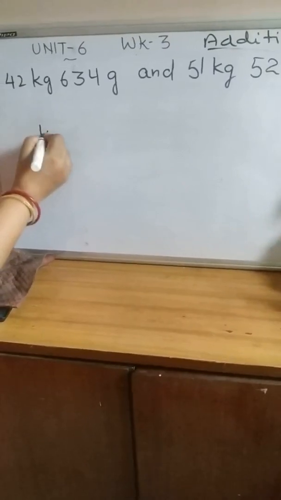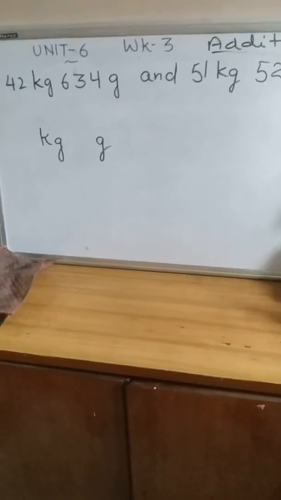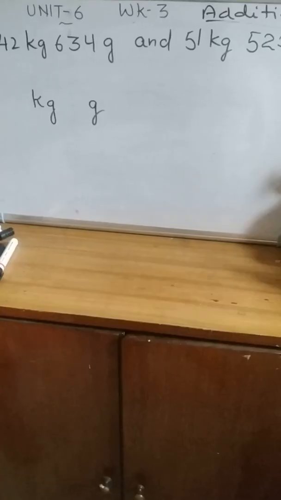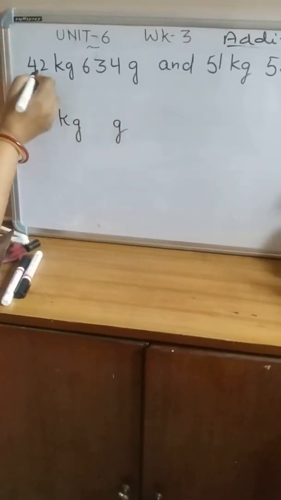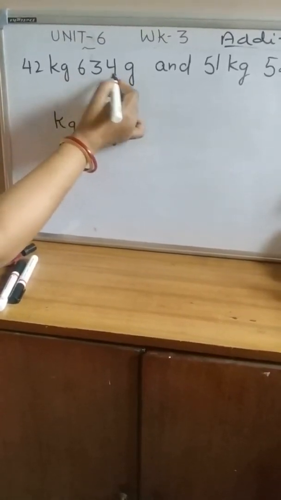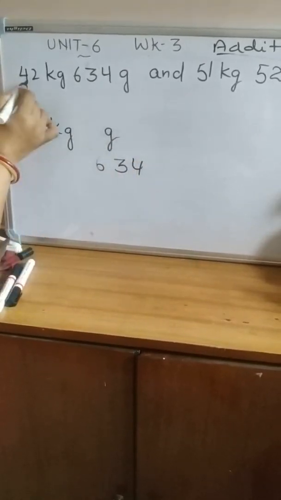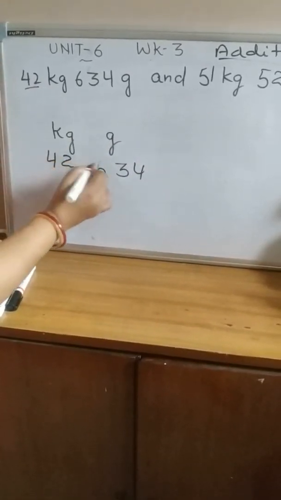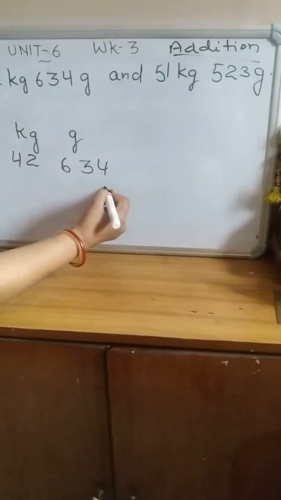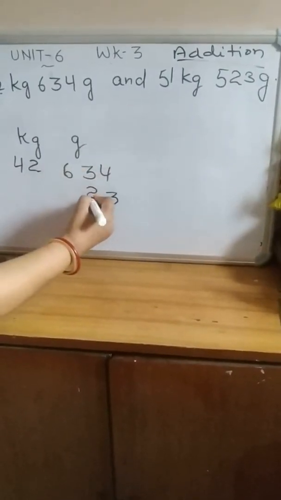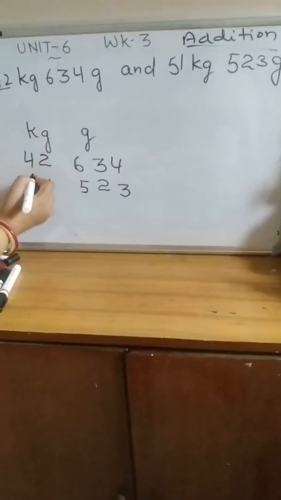So let's make two columns, kilogram and grams. Okay? Firstly we enter 634 grams and then we enter 42. Now 51 kilogram 523 grams. Just write 3 below 4, 2 below 3 and 5 below 6. And then 51, 1 below 2 and 5 below 4.